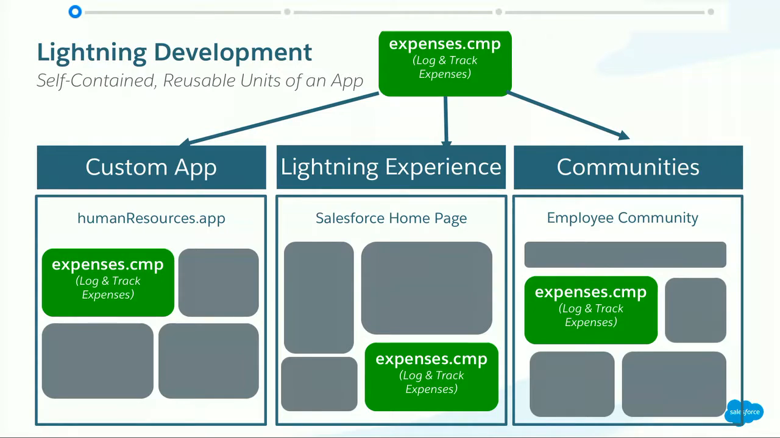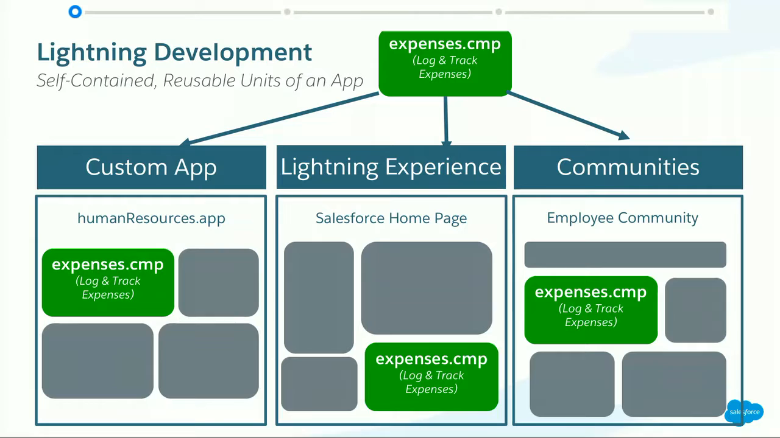So now that we have this expenses component, and it's self-contained, and it's reusable, and you gave it a nice, pretty icon, an admin can say, hey, you know what? I want that on the home page. I'm just going to grab it and I'm going to drop it on there. Done. Now we have an expenses tracking component within Lightning Experience on the home page. Maybe you create a community for your employees. That's also a great place to have it. Boom, you can just drag it over, drop it. You built it once, you get to use it all across the platform.